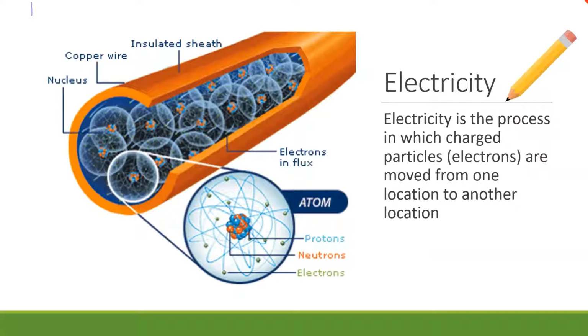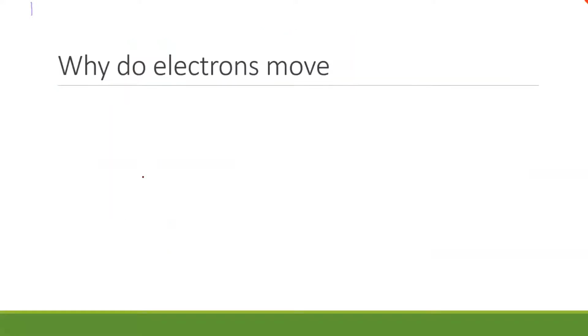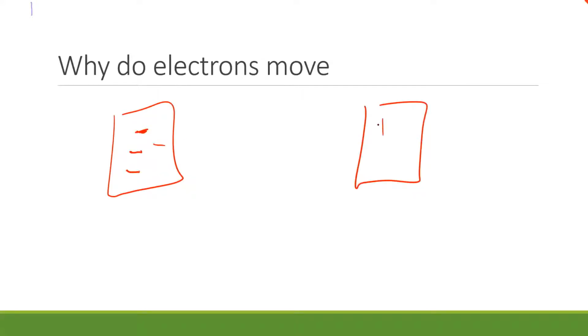Let's talk about now what that means. We said why the electrons move. Overall, the reason why electrons move is because they will start off at a place with a negative charge, and they will want to get to a place with a positive charge. They want to move from one place to another to balance out the charge, because electrons attract the positive charges.